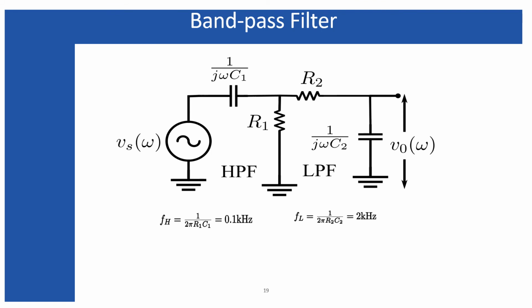Next is the band pass filter. Now if you cascade one high pass filter and one low pass filter, try to remember what the frequency response of the high pass filter was. The high pass filter was passing frequencies higher than the cutoff frequency, and it was increasing like this. So it was passing some higher frequency range, whereas the low pass filter was passing some lower frequency range.